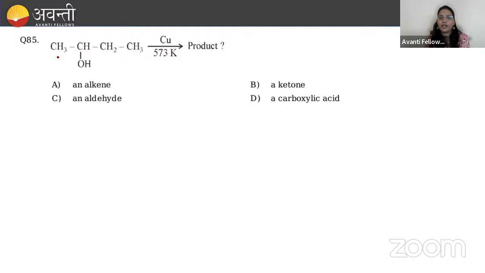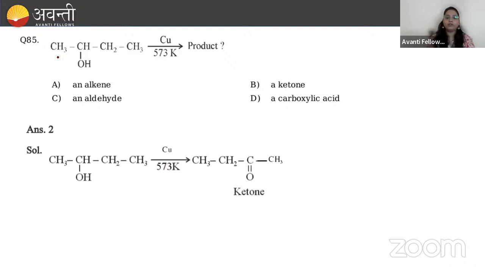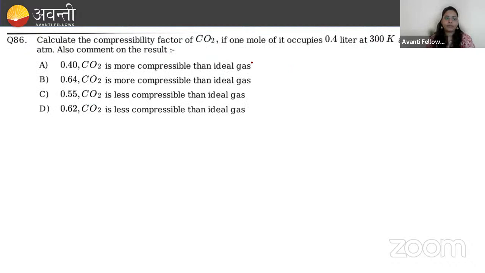Metal is there, so here reduction will happen, not oxidation, sorry. So what is formed here? From the alcohol, what do we get? Ketone. Okay, from this we get ketone. So here our answer is option B. Any doubt in this? Okay, next problem.